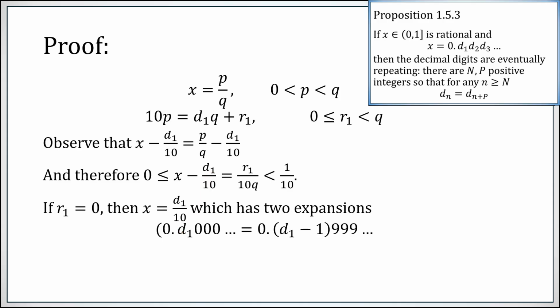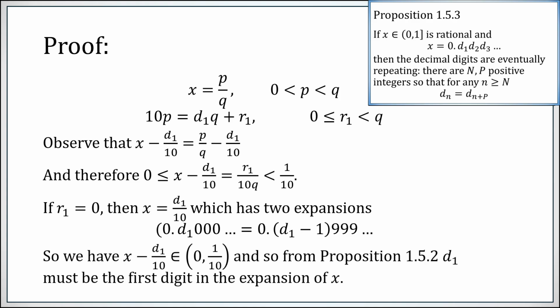Again, the two expressions you can get here are illustrated in a series of exercises in the text, which we've kind of omitted. But if x is exactly something over 10, 3 over 10, 5 over 10, and so forth, your two expressions are that followed by a bunch of zeros, or that minus 1 followed by a bunch of 9s, in which case we definitely have eventually repeating expansions.